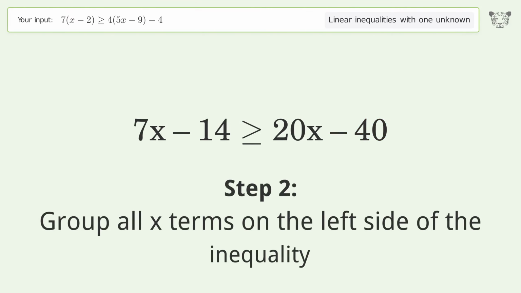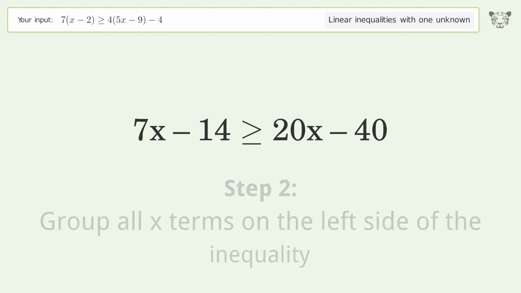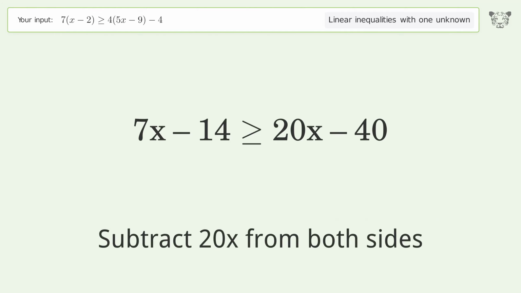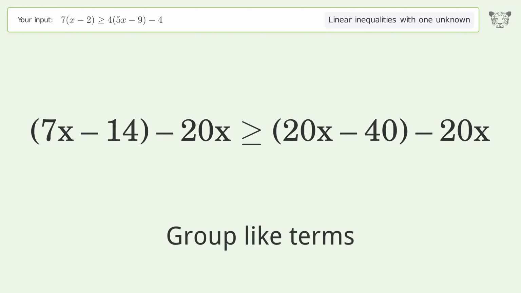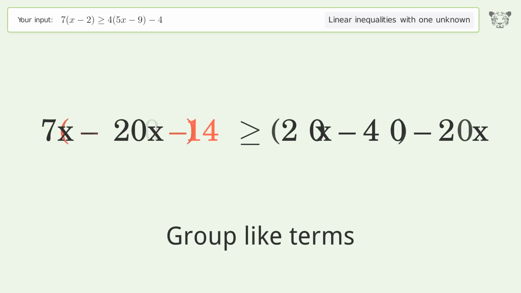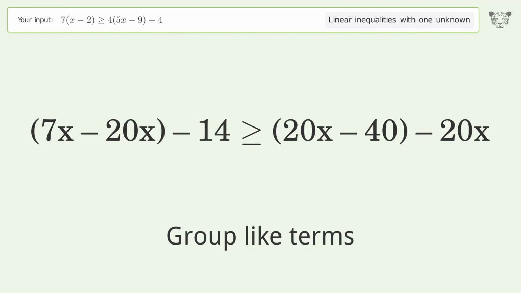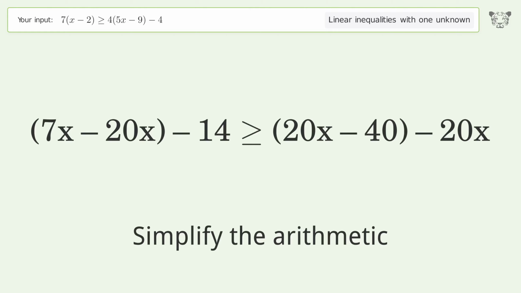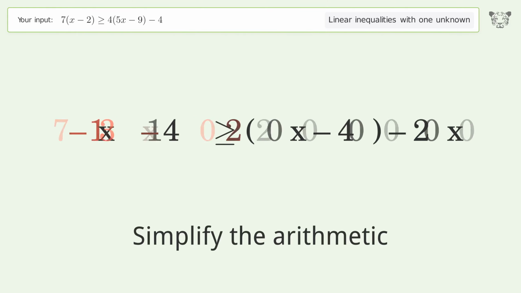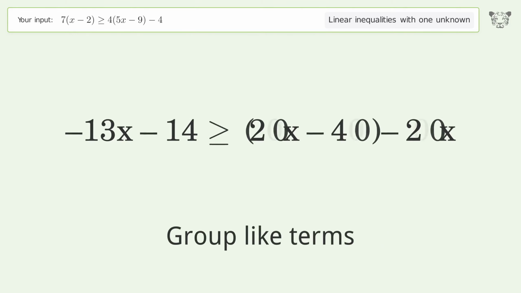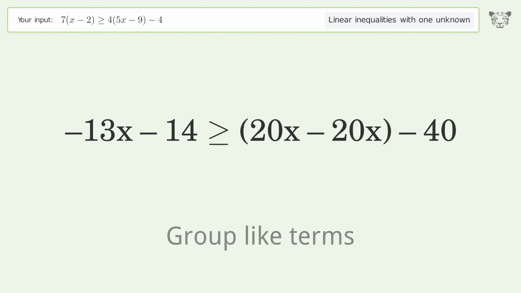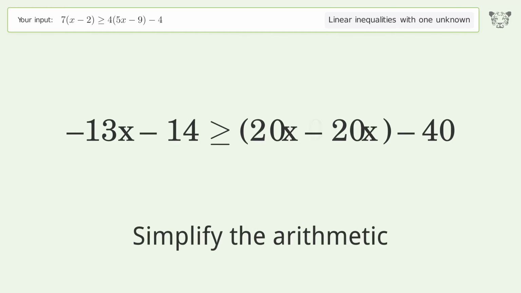Group all x terms on the left side of the inequality. Subtract 20x from both sides. Group like terms. Simplify the arithmetic. Group like terms. Simplify the arithmetic.